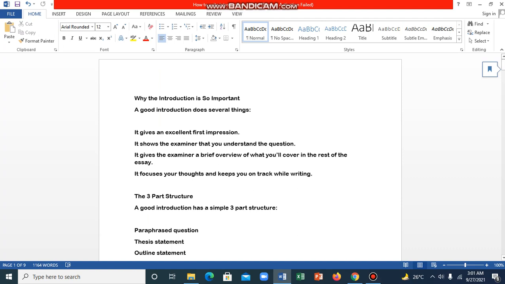A good introduction does several things. कौन-कौन सी चीज़ें करते हैं? It gives an excellent first impression. It shows the examiner that you understand the question. It gives the examiner a brief overview of what you will cover in the rest of your essay. It focuses your thoughts and keeps you on track while writing. ठीक है?